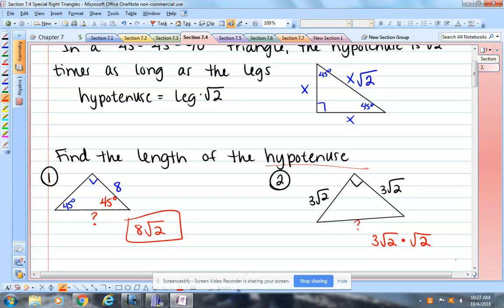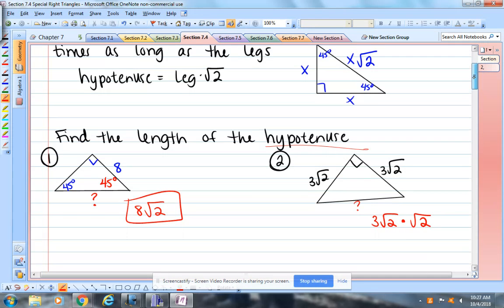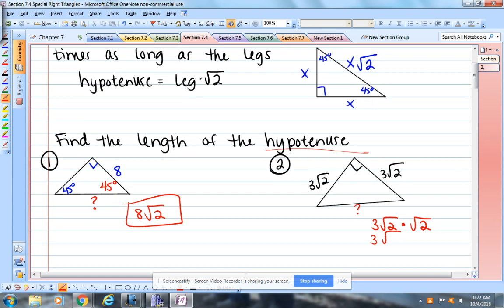So it's 3 radical 2 times radical 2. So I multiply underneath both radicals. So what's radical 2 times radical 2? Radical 4. So 3 radical 4. Y'all, what's the square root of 4? So this is just 3 times 2, which equals what? 6. Y'all see how I did that? 4 is a perfect square. So that's just 2. And so you multiply it times your coefficient. 3 times 2 is 6. So that's how you find a hypotenuse. You take the leg and multiply it times radical 2.